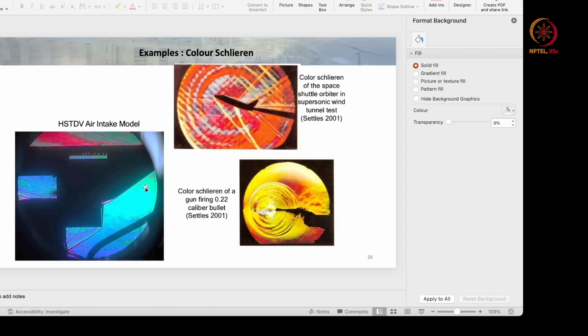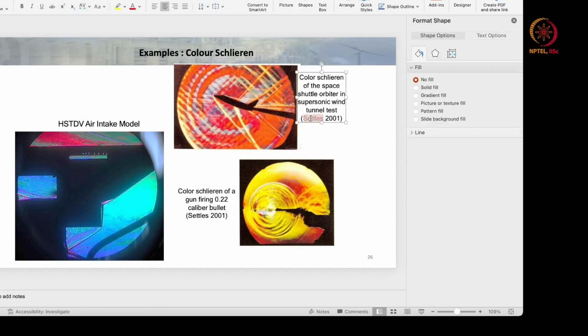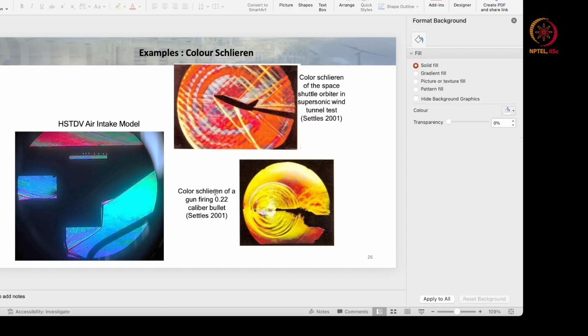These are examples of color Schlieren. This is the color Schlieren of the Space Shuttle Orbiter in supersonic wind tunnel testing, again from Settles' work. This is the color Schlieren of a gun firing a .22 caliber bullet. You can see the bullet moving and then the shocks. You can also see the HSTTV air intake model, the flow structures and the sharp discontinuities over here. So these are some examples of color Schlieren images from different sources.